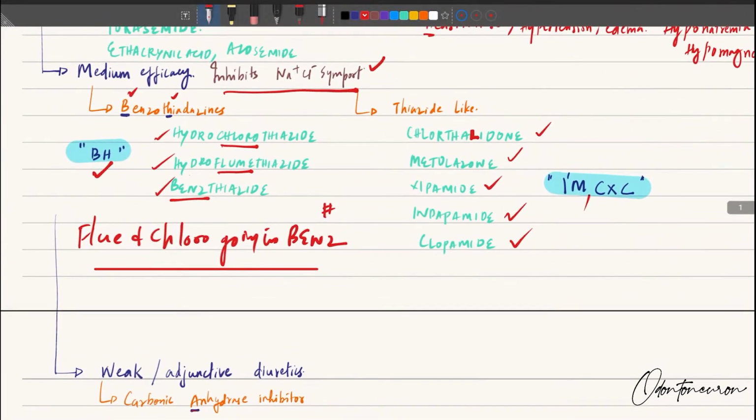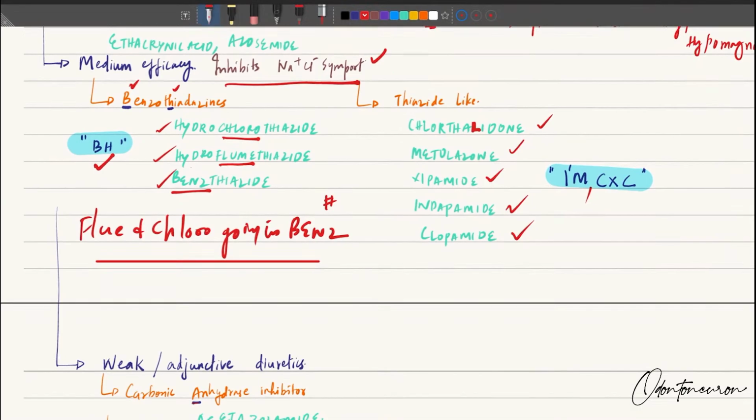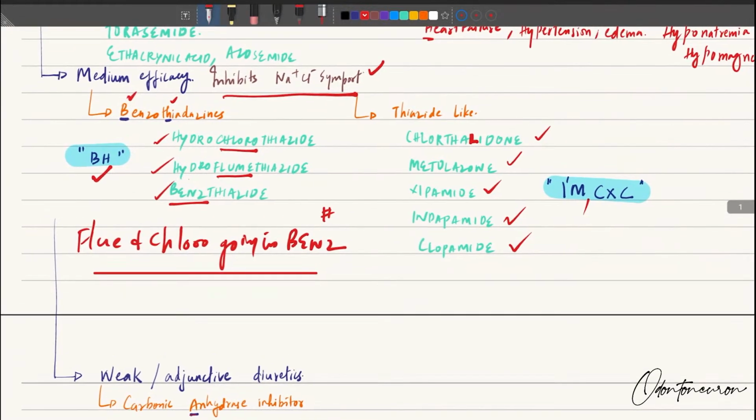And we saw medium efficacy diuretics. Medium efficacy drugs are sodium chloride channel blockers. Basically, they are sodium chloride channel blockers.